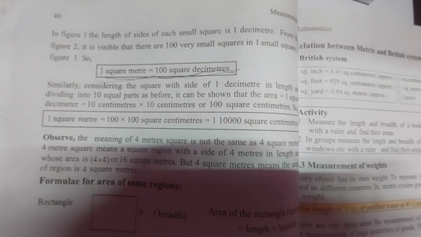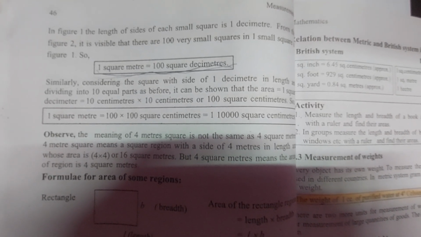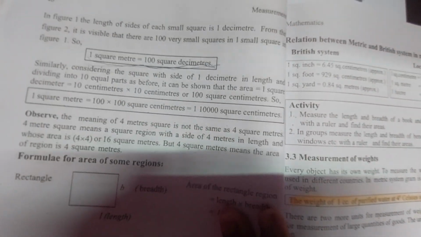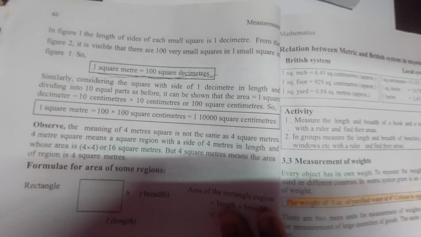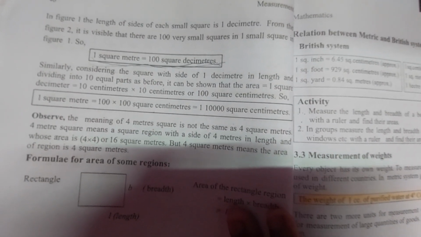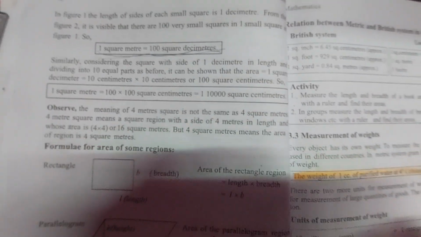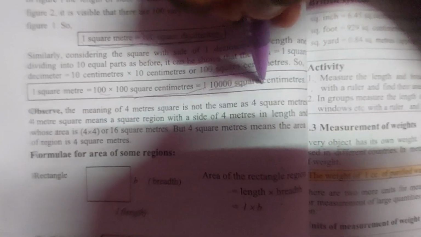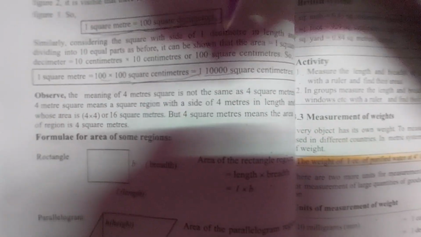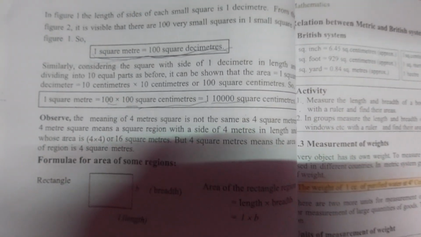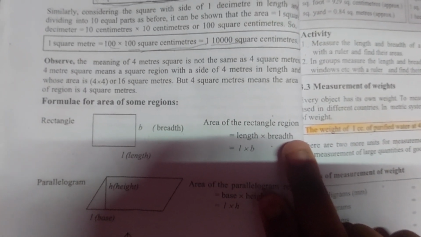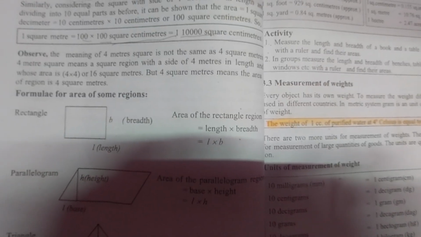Similarly, considering the square with a side of 1 decimeter in length and dividing it into 10 equal parts as before, it can be shown that the area of 1 square decimeter is equal to 10 centimeters multiplied by 10 centimeters, or 100 square centimeters. So 1 square meter is equal to 100 multiplied by 100 square centimeters, which is 10,000 square centimeters. So it's not 100, it's actually 10,000 square centimeters. So 1 square meter is equal to what? 10,000 square centimeters.